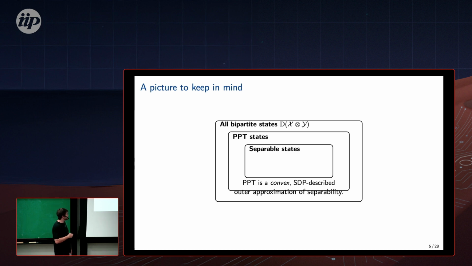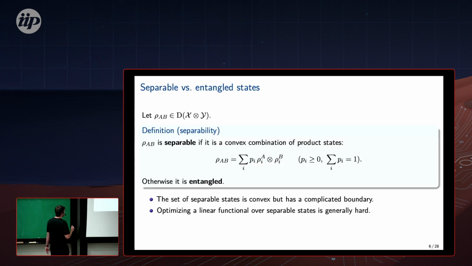So just to make things a bit more precise, what are separable states? Well, these are just convex combinations of product states. So we say that a density matrix is separable if you can find probabilities p_i and density matrices rho_i^A and rho_i^B, such that this matrix rho_AB is of this form. And we say that a state is entangled if it does not admit such a decomposition.